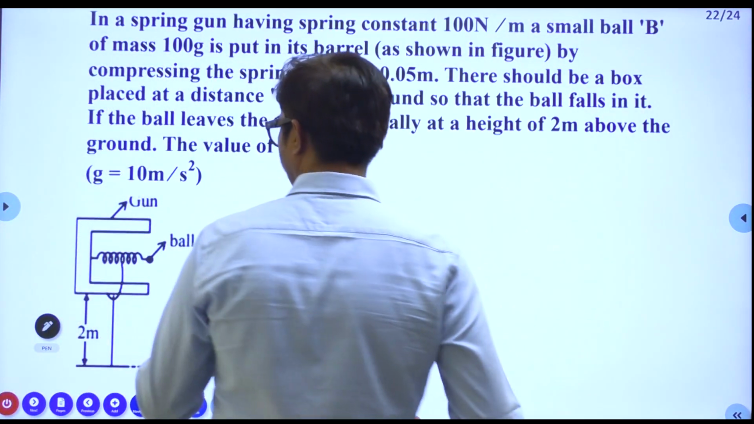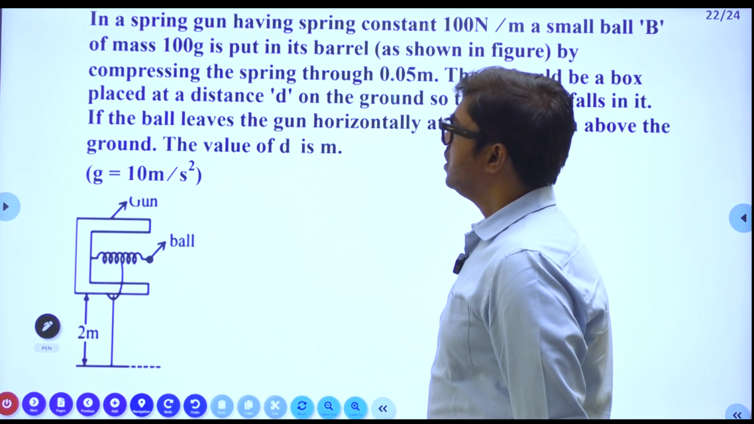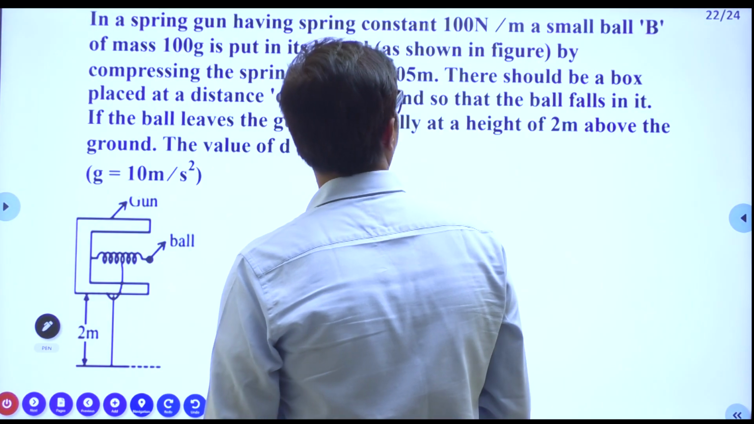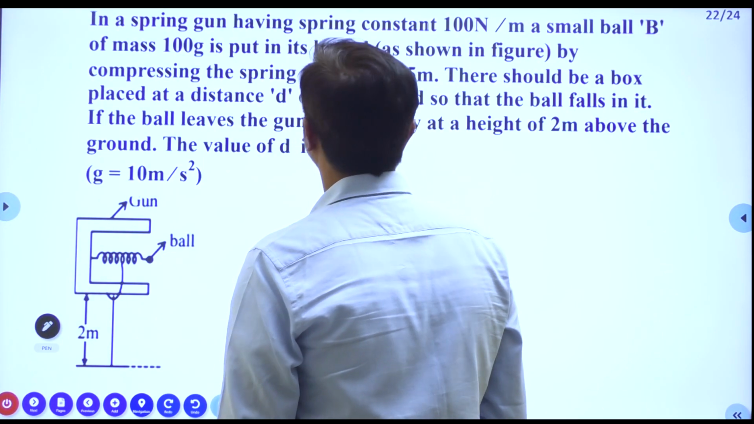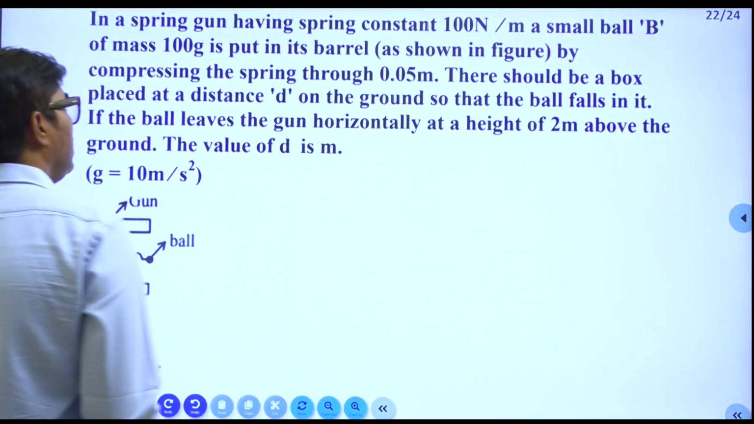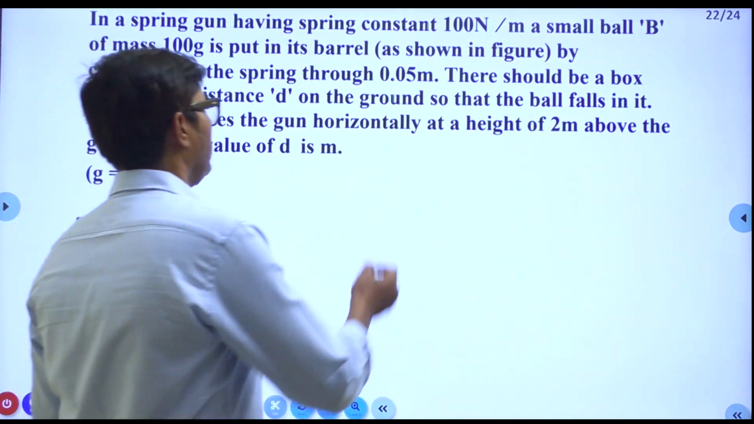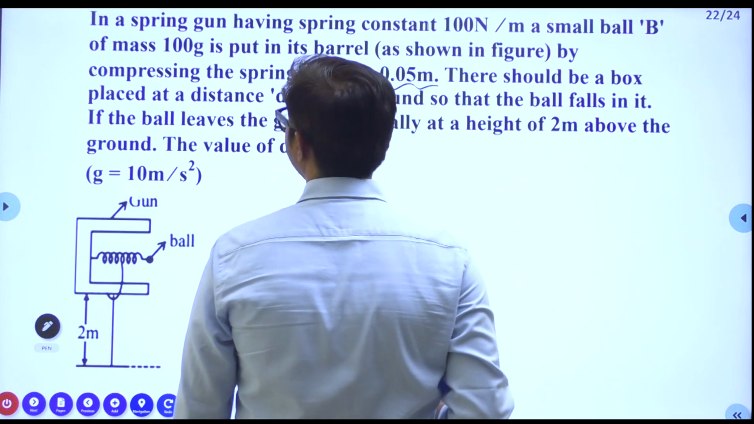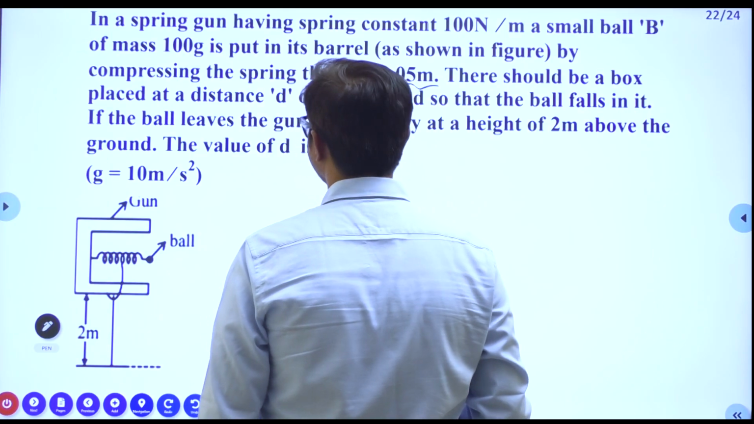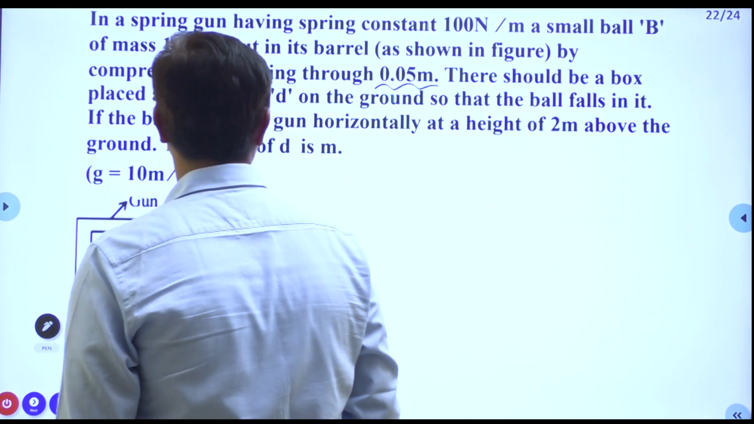So this is some spring gun, they said, toy gun. In a spring gun having a spring constant 100 Newton per meter, a small ball B of mass 100 gram is put in its barrel as shown, by compressing the spring through 0.05 meters. There should be a box placed at a distance D on the ground so that the ball falls on it.